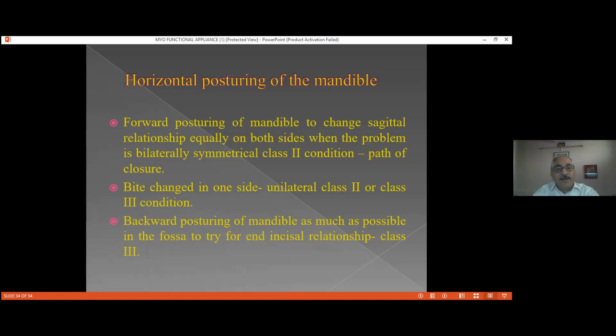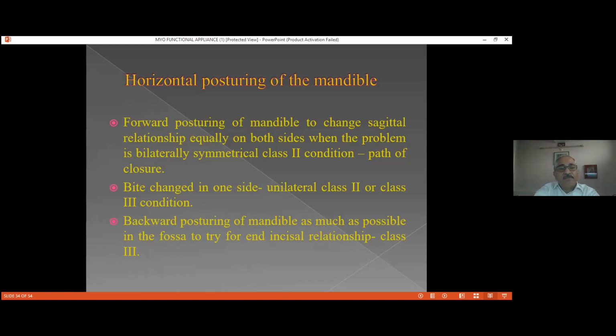If the bite is changed on one side, a unilateral class 2 or a class 3 condition, then in those cases mandibular changes should not be attempted. We should see if there is a natural slide during the closure, or if there is a slide due to an occlusal interference, then an attempt at changing the transverse correction should be made during the bite registration.